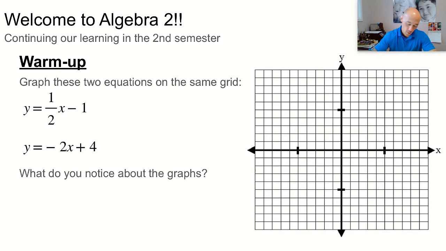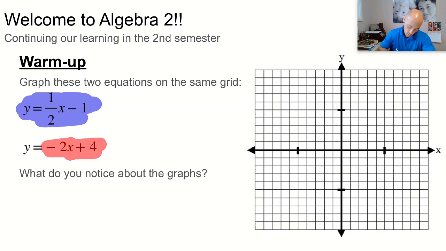All right, so here we go. We're going to go over this warm up. We have two equations here. I'm going to shade one blue and I'm going to shade the other one red here. And we're going to graph them accordingly.